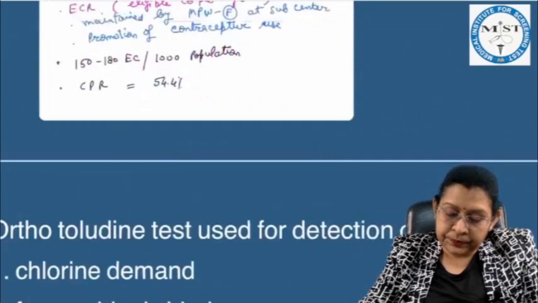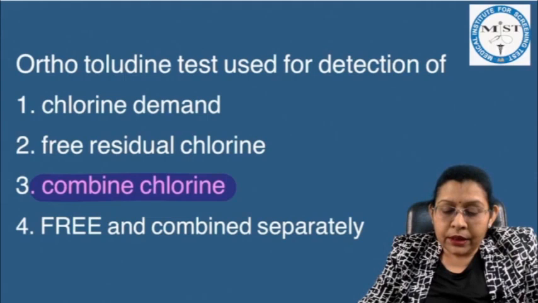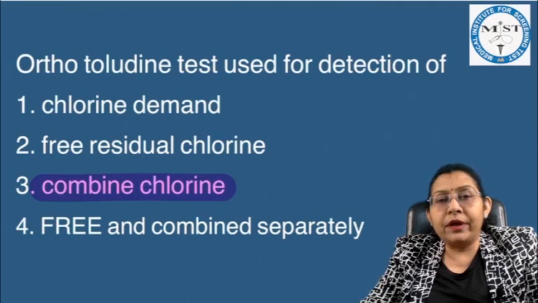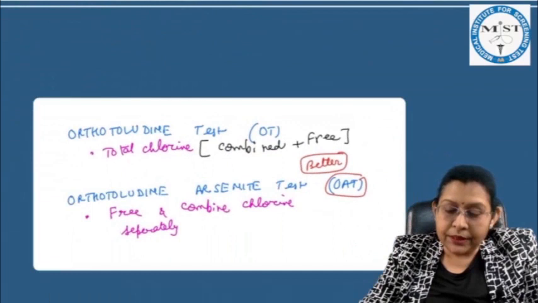Next question, the orthotolidine test is used for detection of. The chlorine demand is assessed by Horrocks apparatus. Free residual chlorine is by chloroscope. Combined chlorine is by orthotolidine test. And if you want to assess the free and combined chlorine separately, it is by orthotolidine arsenite test. So the correct answer is, combined chlorine can be detected by orthotolidine test. And this is also the screenshot from our class notes.